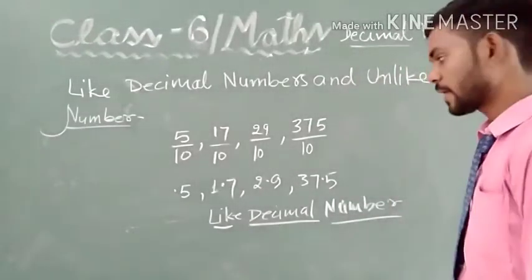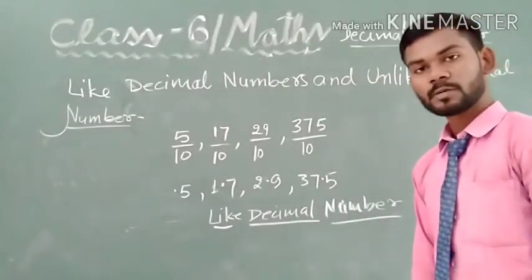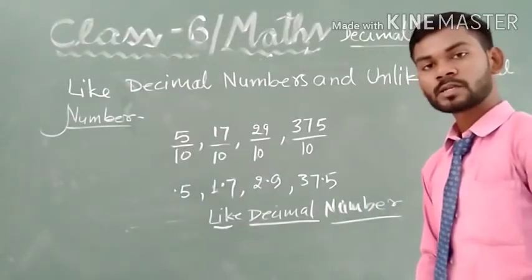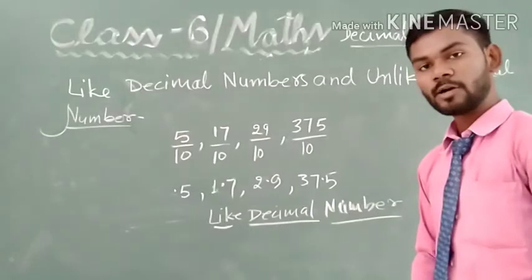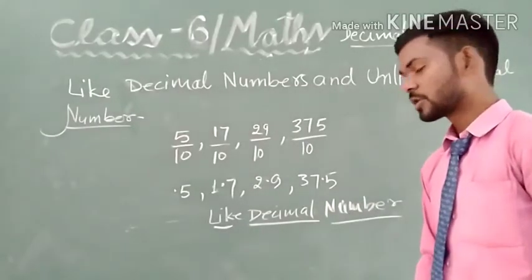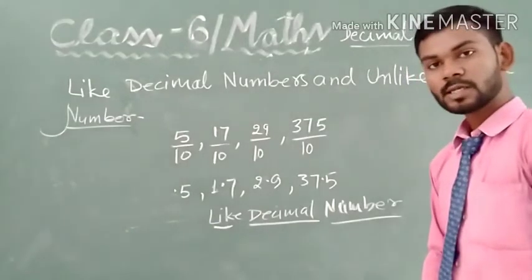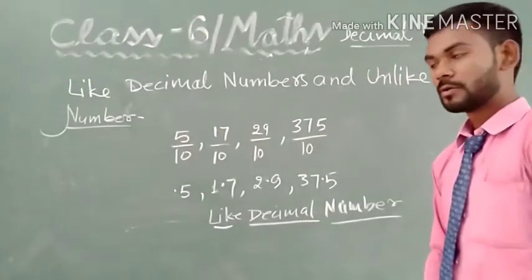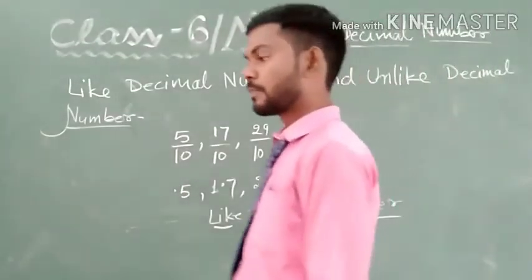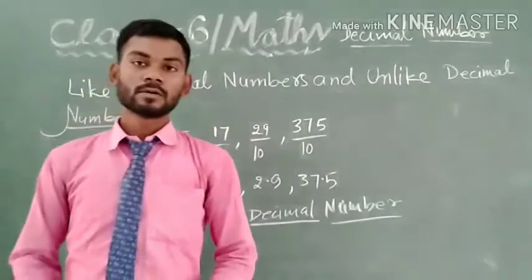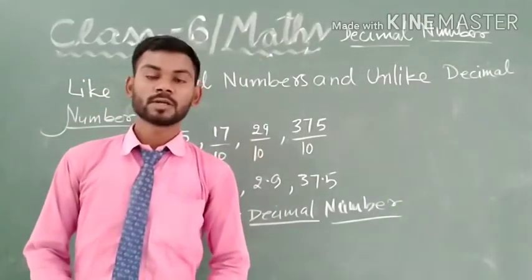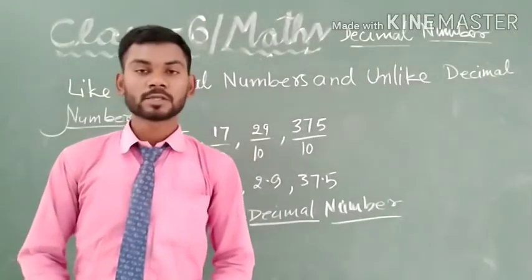So whenever I ask what is a like decimal number, your answer will be: the numbers in which the number of digits on the right side of the decimal are the same are known as like decimal numbers. Now the next is unlike decimal number. In fractions we have already studied unlike fractions. We say that the fractions having different denominators are known as unlike fractions.